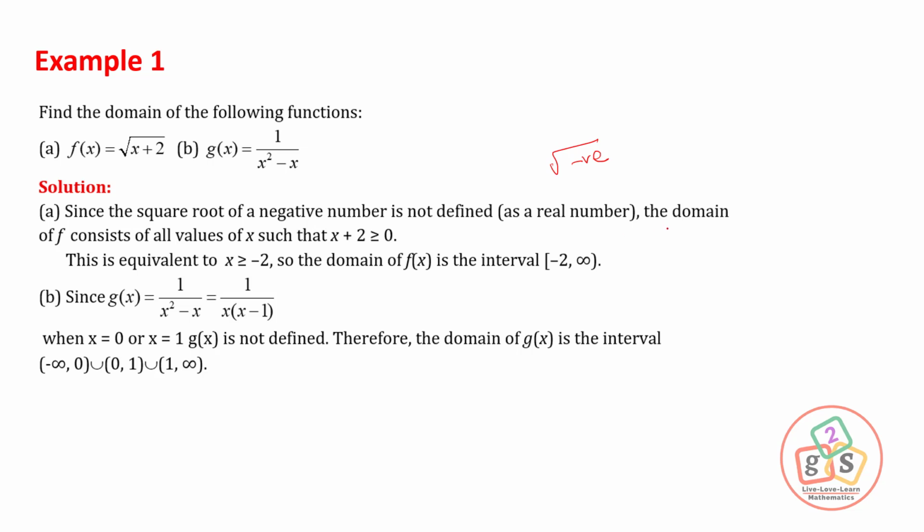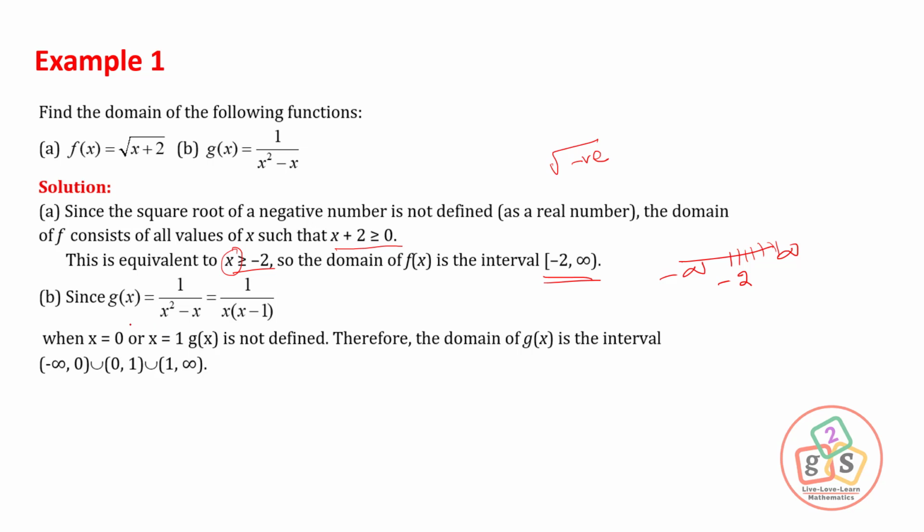So the domain of f consists of all values of x such that the inside value should be non-negative, that is x plus 2 is greater than or equal to 0, and it can be written as x greater than or equal to minus 2, that is, the value of x is greater than or equal to minus 2, which means, for example, if we consider minus infinity to plus infinity, we have minus 2, and this side above minus 2 can be represented like this: closed interval at minus 2 and open interval at infinity. So the domain is nothing but minus 2 to infinity.